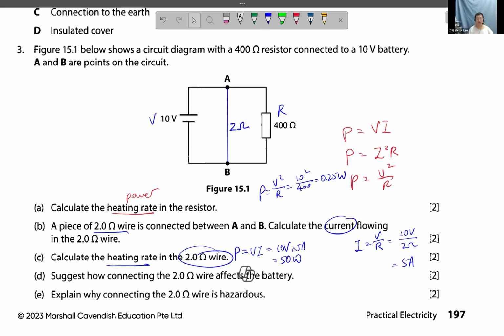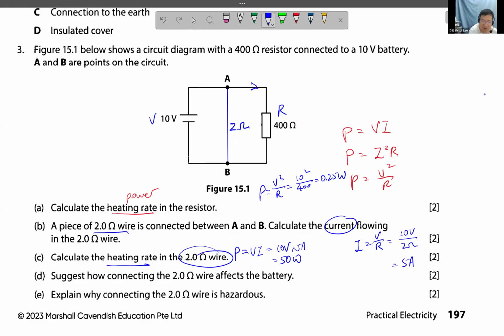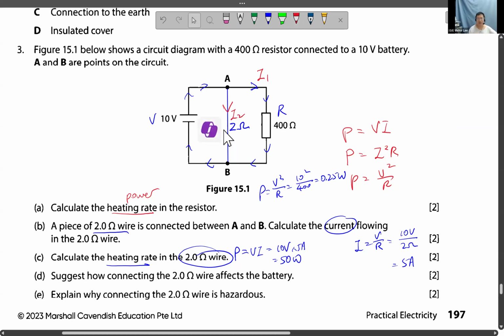Suggest how connecting the 2 ohm wire affects the battery. How does connecting one more wire affect the battery? Originally I have current flowing through here, then you connect one more wire, I have one more extra current. By right, the current here and the current here are independent. Whether I connect the 2 ohm wire or not, the current flowing through this wire is the same, no change. So tell me, what is the effect on the battery?